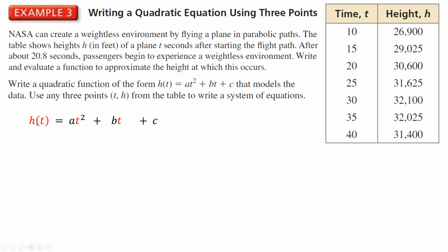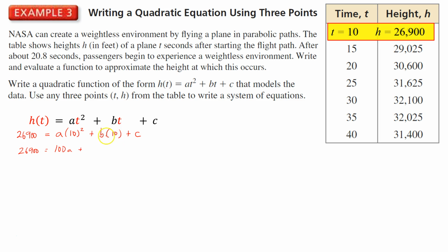All right, so let's take a look at this point, 10, 26,900. So our height is 26,900. T is 10, so 10 squared plus b times 10 plus c. So we are looking at 26,900 equals 10 squared is 100, so 100a plus 10b plus c. So I will write that in purple with a more neat pen.